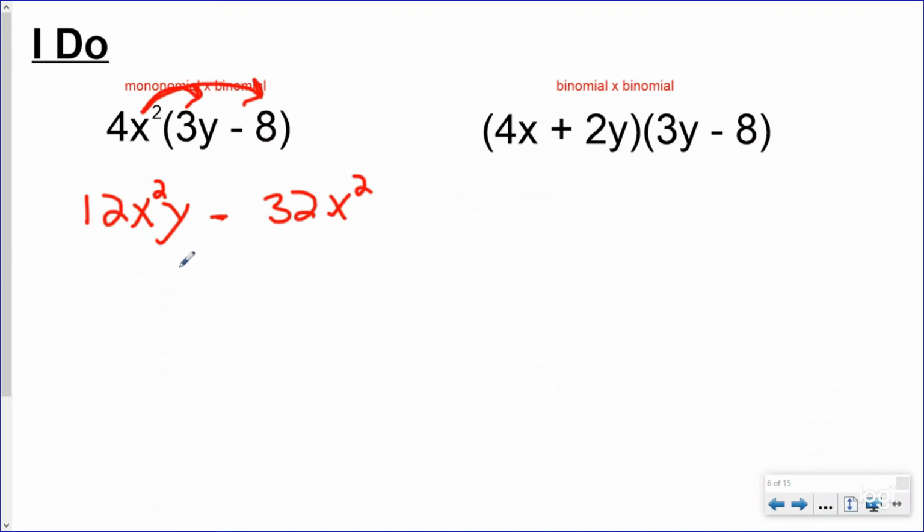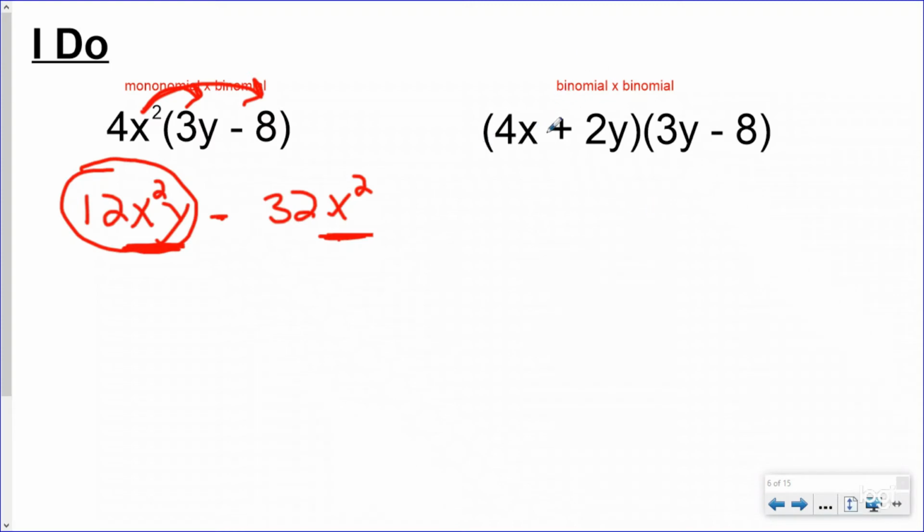Now, you'd want to combine like terms if you can, but because this is x squared y and this is just x squared, you can no longer combine them. When you multiplied the x squared times the y, you brought this together and made a new term of 12x squared times y. This is only 32x squared, which means your variables don't match up. You can't add them together.